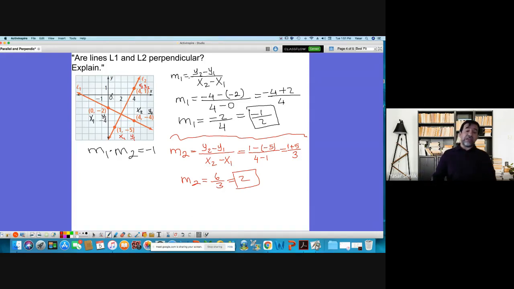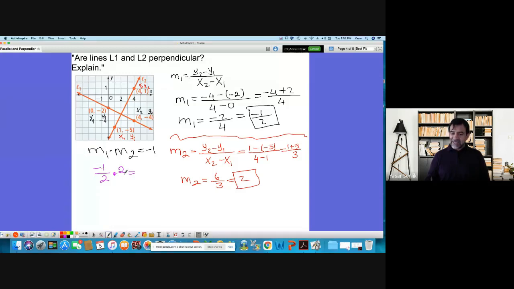If these two lines are perpendicular, then the product of their slopes has to be equal to -1. Let's go ahead and multiply the slopes right here. Let's use a different color. All right. So the slope 1 is -1/2 times, what is the second slope? It is 2. Let's go ahead and multiply it.